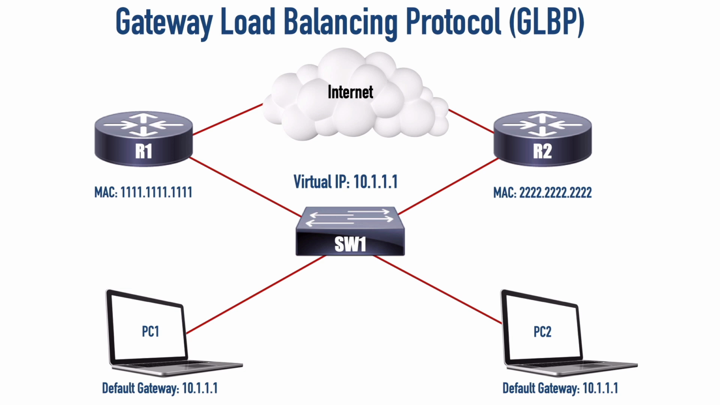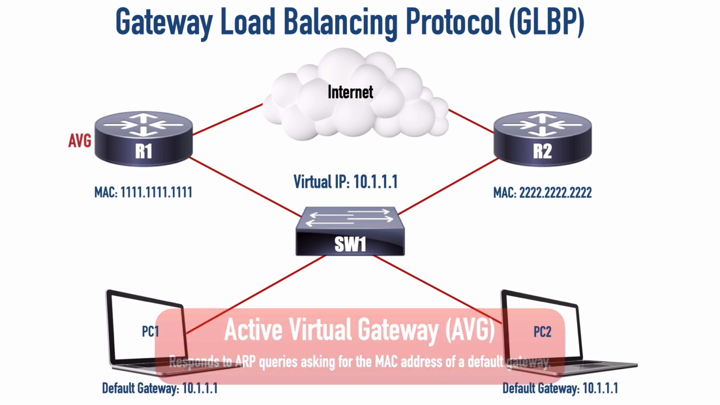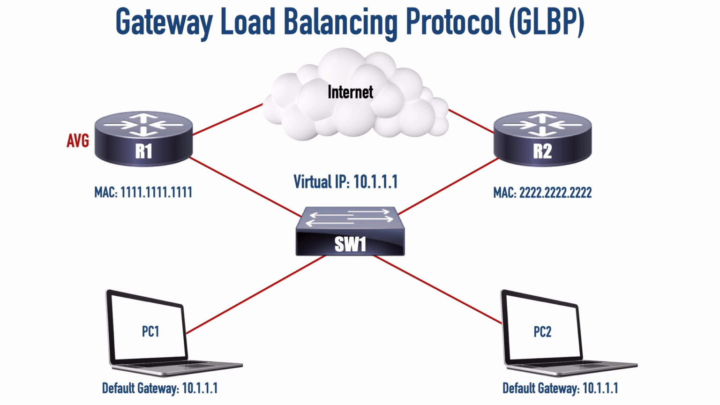Take a look at this topology on screen. If you notice R1, it's going to be acting as what we're going to call an AVG, an active virtual gateway. Think about when a PC boots up and it wants to get off of its local subnet. It needs to go to its default router. Well, it knows the IP address of the default router, but it doesn't know the MAC address. So it sends an ARP broadcast saying, hey, can somebody tell me the MAC address corresponding to this IP address? Well, the router in a GLBP group that's responsible for that is called the AVG, the Active Virtual Gateway. It responds to those ARP queries. And R1 in this example we'll say is the AVG.